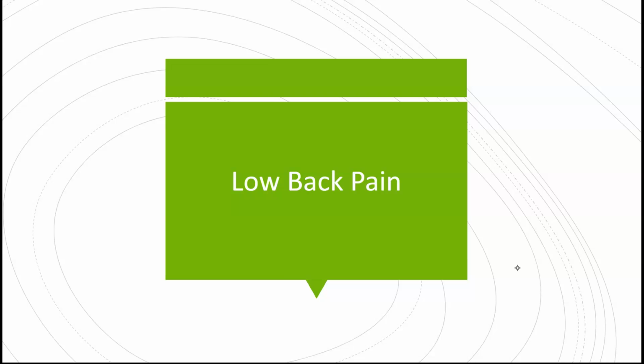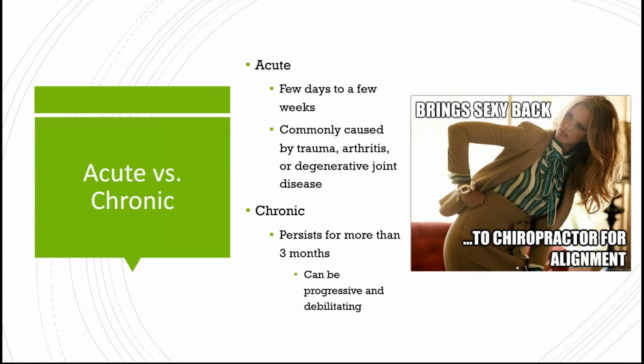Lower back pain, because no one here has ever had lower back pain. So when we talk about back pain, we classify it as acute or chronic. Your acute pain is a few days to a few weeks. Generally, any sort of pain that lasts more than 2 weeks, you should go get assessed. Go to a doctor and have them look at it. Most of the time, musculoskeletal pain will resolve within 2 weeks. Once it continues to extend past 2 weeks, it's considered chronic. 3 months or more is considered chronic.